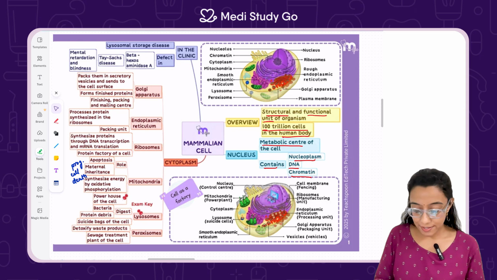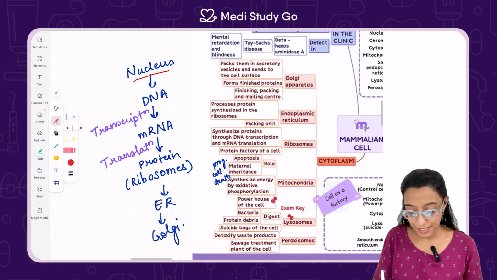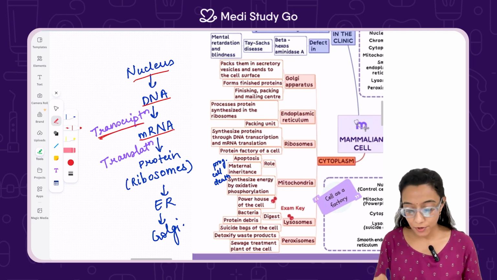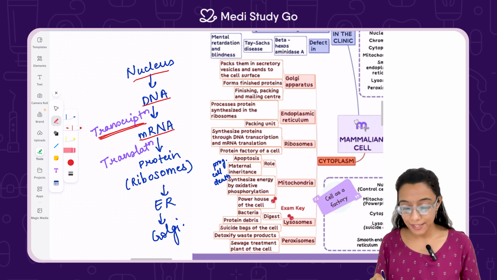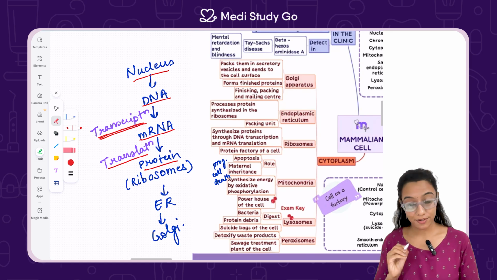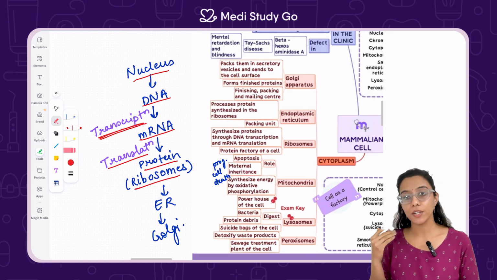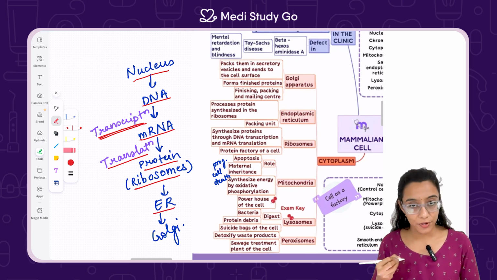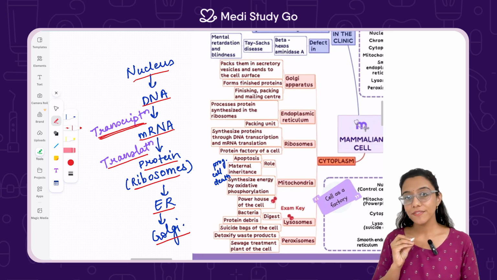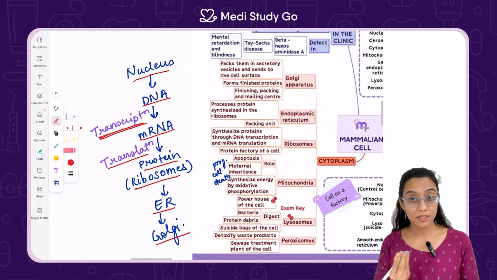So to understand that, we have briefly seen the overview of what is happening in the cell. The nucleus, which contains the DNA, gets converted into an RNA, specifically an mRNA. This process is called transcription, and this RNA now goes to the proteins, right? When this RNA gets converted to a protein, it is known as translation, which happens in the ribosomes. This protein goes into the endoplasmic reticulum, wherein it is processed, and then it goes to the Golgi apparatus for packaging.